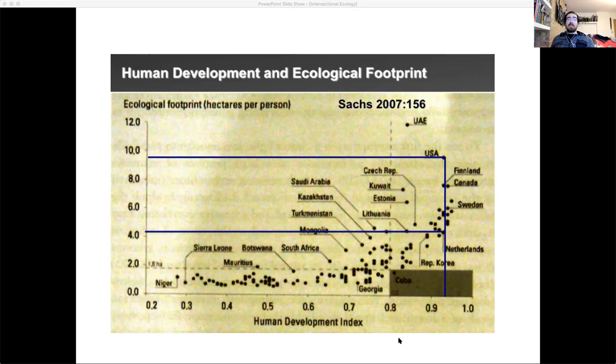And for example, here you can see that there are lots of African countries whose Human Development Index is very low, but also their ecological footprint is very low. The only country in the world, according to this data, that has a high Human Development Index and an ecological footprint below the global sustainable level of 1.8 hectares is Cuba. This data shows that after a certain threshold, there is no correlation between human development and resource consumption.